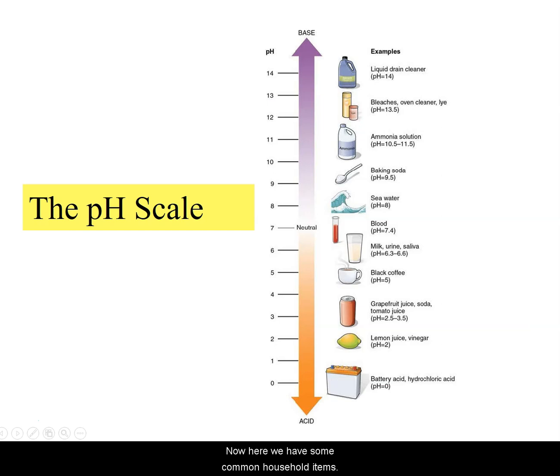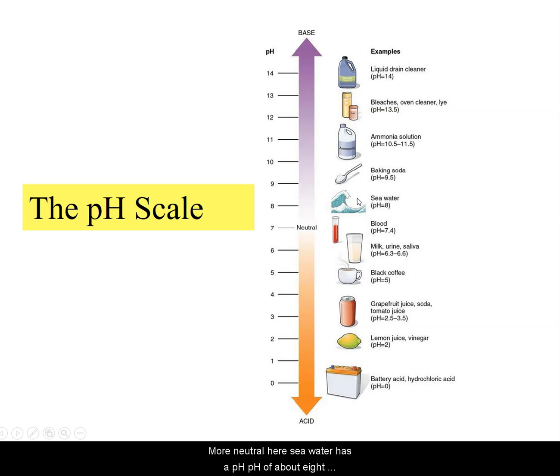Now here we have some common household items. We have the apple juice, which has a pH of about 3. Grapefruit juice and soda have a pH between 2.5 and 3.5. They're pretty acidic. Lemon juice is a 2, and vinegar also. Battery acid and hydrochloric acid, and by the way, this is about where the acidity in your stomach is. So this is extremely acidic.